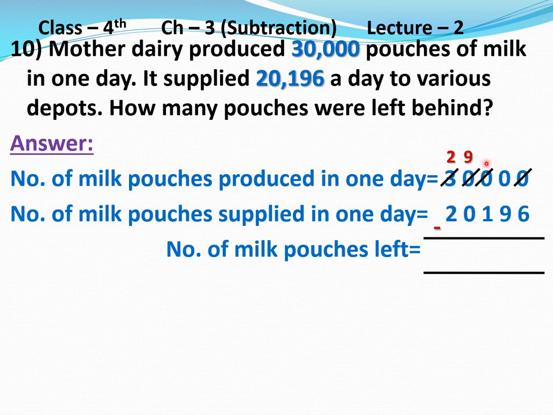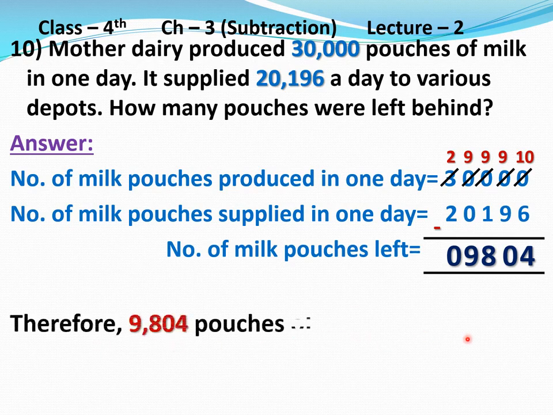Okay. Now this 10 will give borrow to this 0. So this 0 will become 10 and this 10 will become 9. Again this 10 will give borrow to this 0. So this 0 will become 10 and this 10 will become 9. Okay. Now see 10 minus 6, 4. 9 minus 9, 0. 9 minus 1, 8. 9 minus 0, 9. 2 minus 2, 0. Okay. Therefore 9,804 pouches of milk were left.